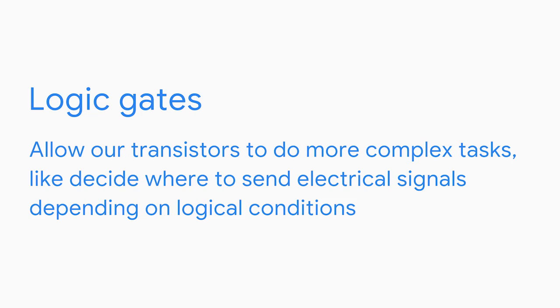Logic gates allow our transistors to do more complex tasks like decide where to send electrical signals depending on logical conditions. There are lots of different types of logic gates, but we won't discuss them in detail here. If you're curious about the role that transistors and logic gates play in modern circuitry, you can read more about it in the supplementary reading. Now we know how our computer gets its ones and zeros to calculate into meaningful instructions.